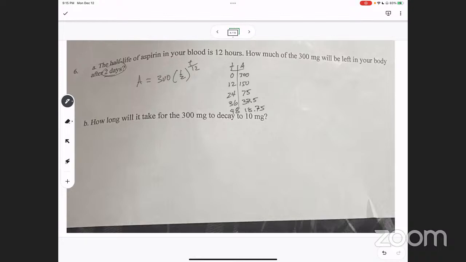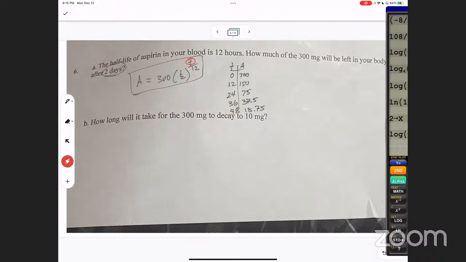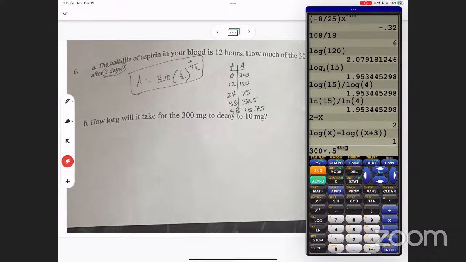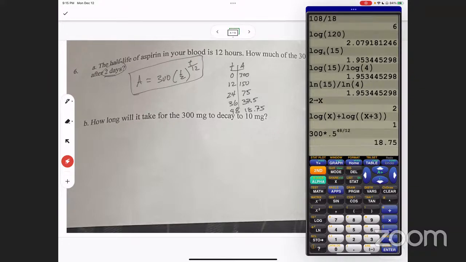Now, you don't need to do this T-chart to find your answer. If you trust this equation, you just plug it in. But you have to plug in the right thing. You have to plug in 48 here, because 2 days is 48 hours. Or you can use your calculator to do it, right? 300 times 0.5 raised to the 48 divided by 12. 18.75. Got it?